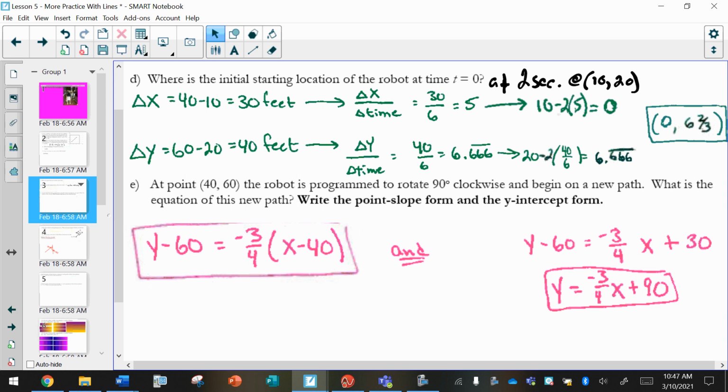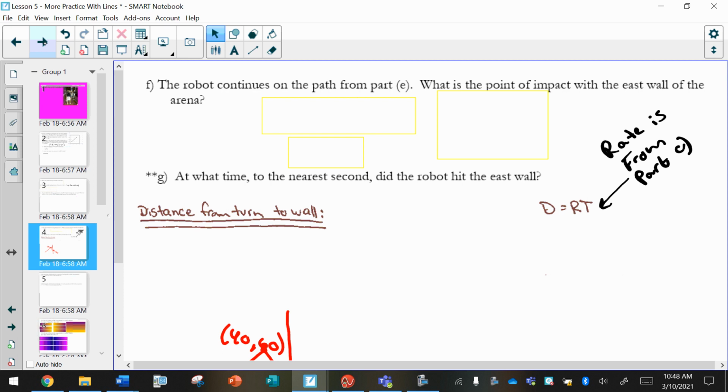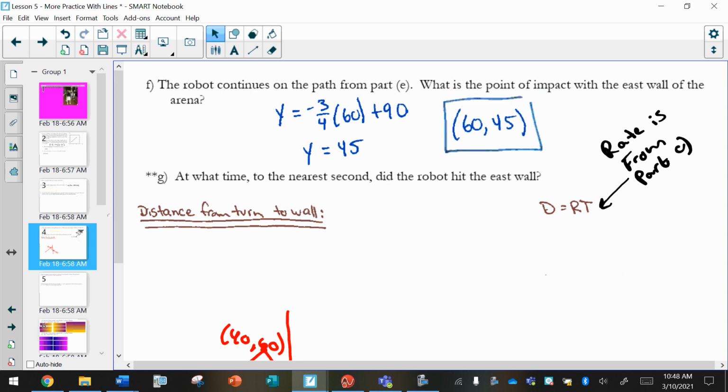For part F, the robot continues on its path from part E. So we have 2 different equations that describe the robot's path right now. What is the point of impact with the east wall of the arena? Now look at your graph at the top of the page. The east wall of the arena is a vertical line that can be described using the equation x equals 60. So what we can do is take our equation and plug in the x value of 60. The y value tells us where it's going to hit the wall.